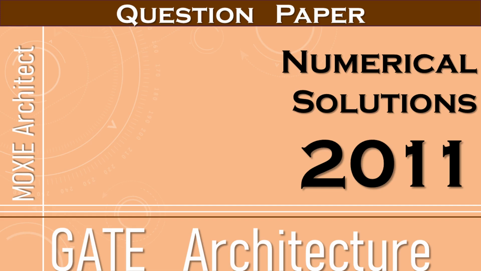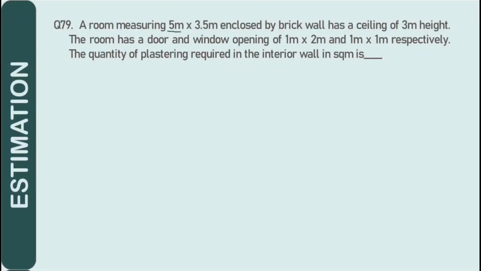Today we will solve the numericals of previous year GATE question papers. So let's dive in. A room measuring 5 meter into 3.5 meter enclosed by a brick wall has a ceiling of 3 meter height. The room has a door and window opening of 1 into 2 and 1 into 1 respectively. The quantity of plaster required in the interior walls in square meter is.